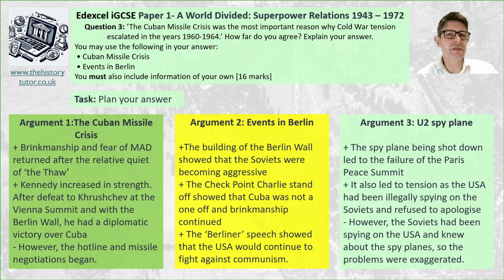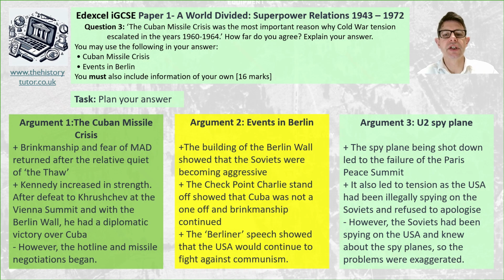The Cuban Missile Crisis does reduce tension because we start to get the hotline and missile negotiations begin, so test ban treaties, etc. So it's almost like the start of détente. So we could say perhaps it's the peak of the tension. Actually, tension reduces afterwards. Argument 2, events in Berlin. The Berlin Wall showed the Soviets were becoming aggressive. Checkpoint Charlie standoff was a massive piece of brinkmanship.